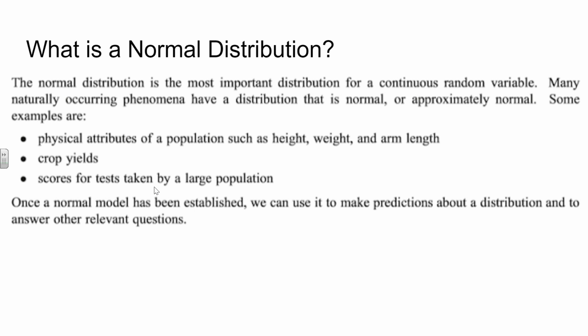Scores for tests taken by a large population. Most test scores are going to follow normal distributions, right? Most people get somewhere around whatever that mean happens to be. Maybe it's about a 75, maybe it's about an 80. There's a few people who do a little bit better, a little bit worse, but in general, they're more concentrated near that mean.